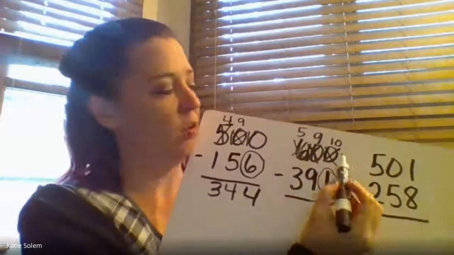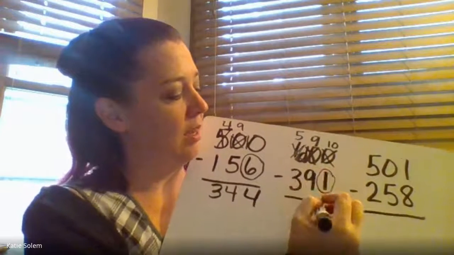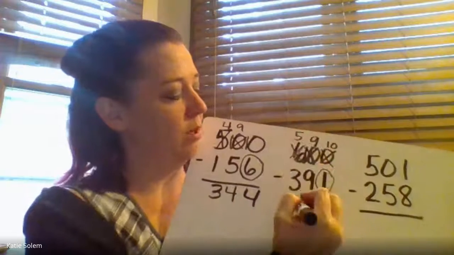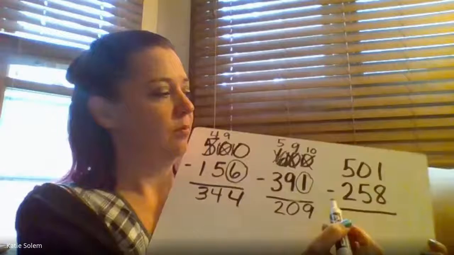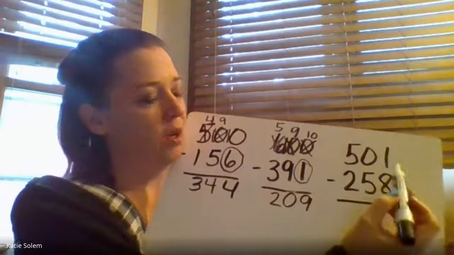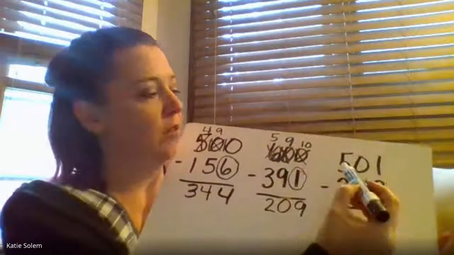Now we can do our subtraction. 10 take away 1 is 9. 9 take away 9 is 0. 5 take away 3 is 2. Our answer is 209. Let's try one that's a little bit like that, but a little bit different.